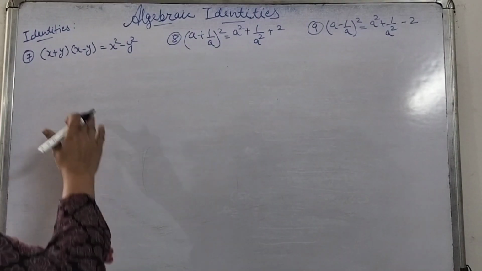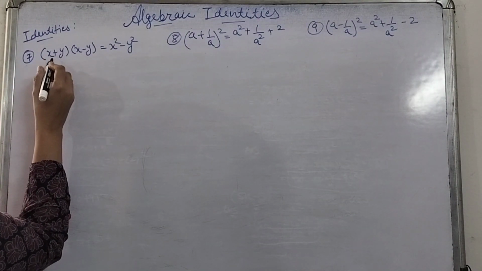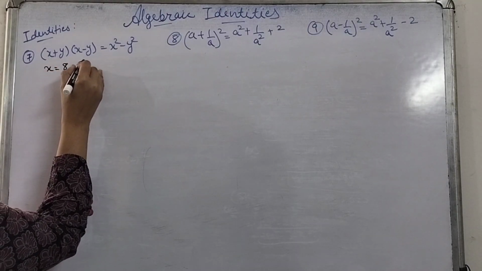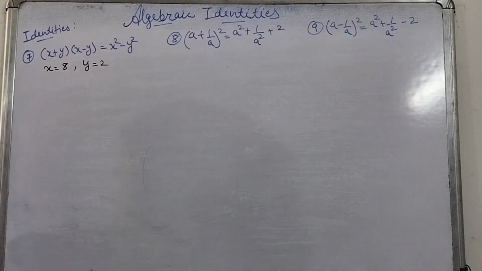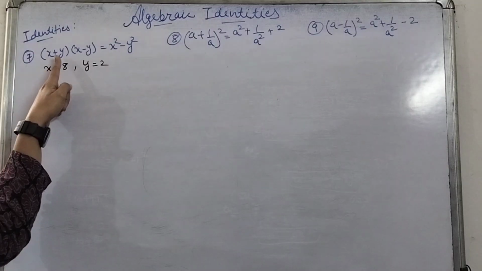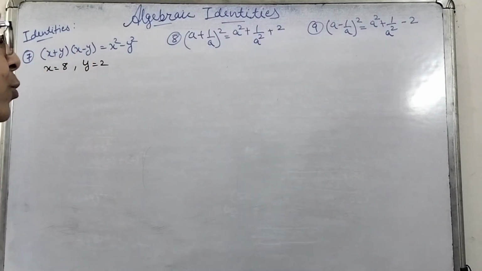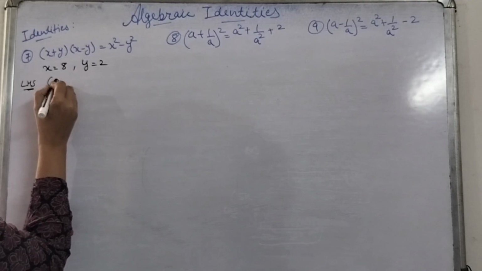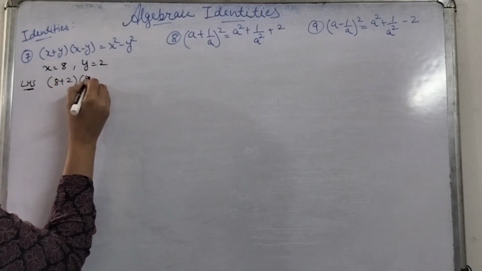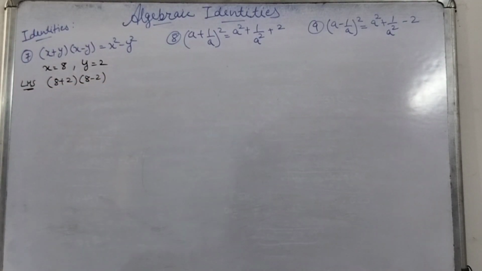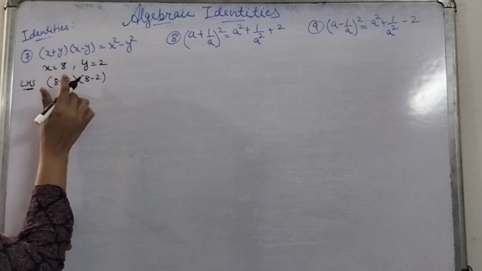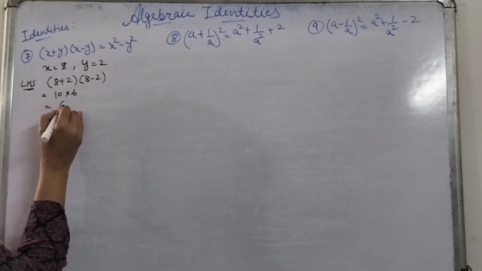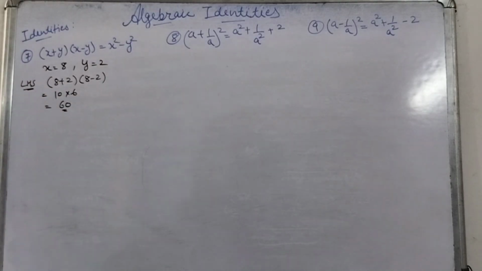If the sum of these two is multiplied by the difference of these two, if this type of expression is there, their product will be x square minus y square. Suppose the value of x is say 8 and the value of y is 2. Then LHS will be 8 plus 2 multiplied by 8 minus 2. 8 plus 2 is 10 and 8 minus 2 is 6. So the answer is 60. This is your LHS part.